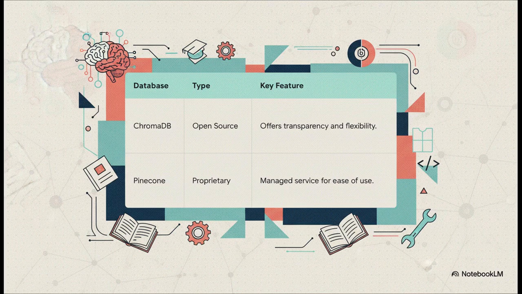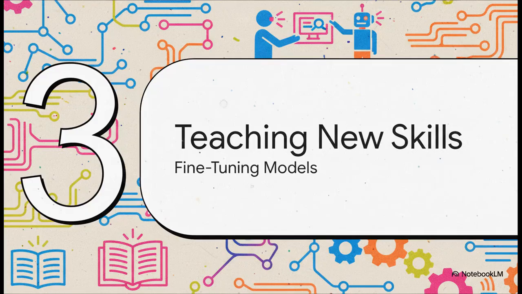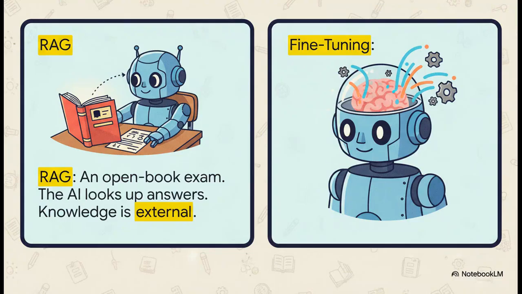But what if your apprentice doesn't just need to know things? What if they need to learn a whole new skill? Well, that requires a totally different kind of training. Right, because sometimes you don't just want your apprentice to look things up in a book. You need to fundamentally teach them a new skill, or a new style of talking, or just a new way of thinking. This is where we go from giving them a library to basically sending them to grad school. And the difference here is crystal clear.